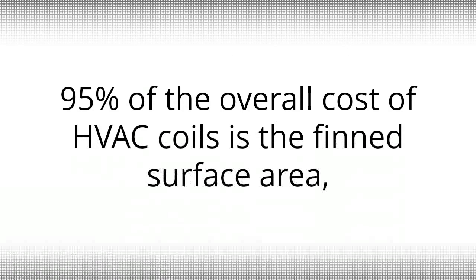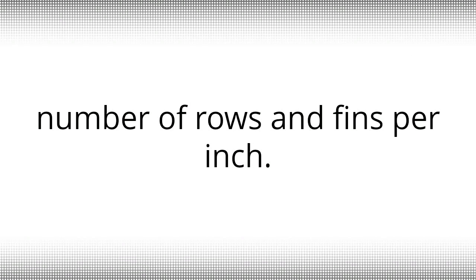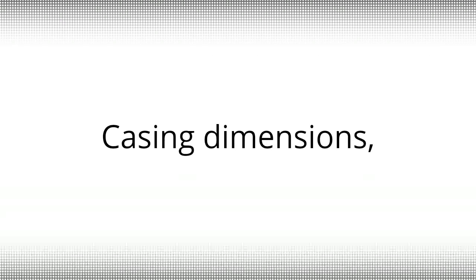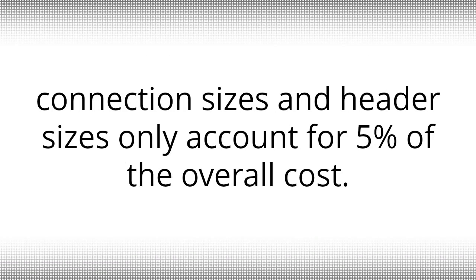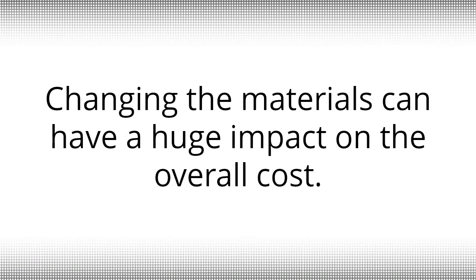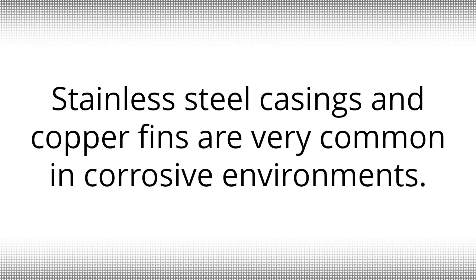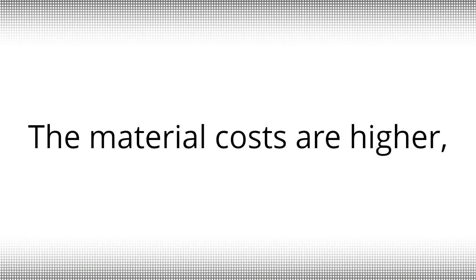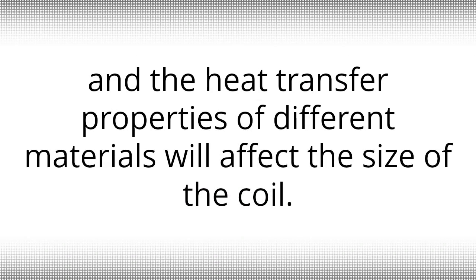95% of the overall cost of HVAC coils is the fin surface area, number of rows and fins per inch. Casing dimensions, coil depth, connection sizes and header sizes only account for 5% of the overall cost. Changing the materials can have a huge impact on the overall cost. Stainless steel casings and copper fins are very common in corrosive environments. The material costs are higher, and the heat transfer properties of different materials will affect the size of the coil.